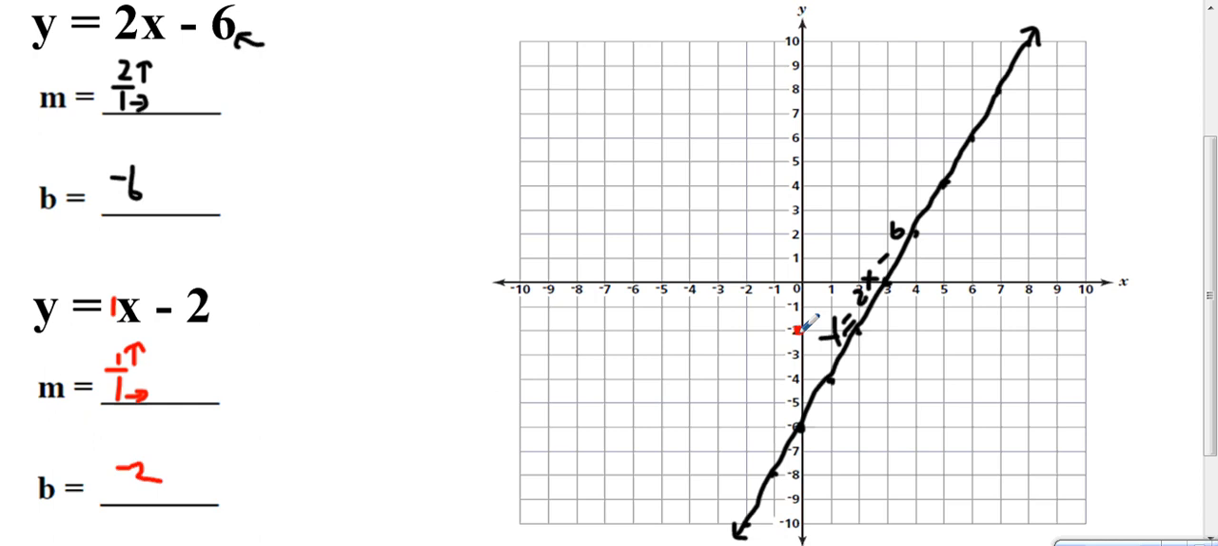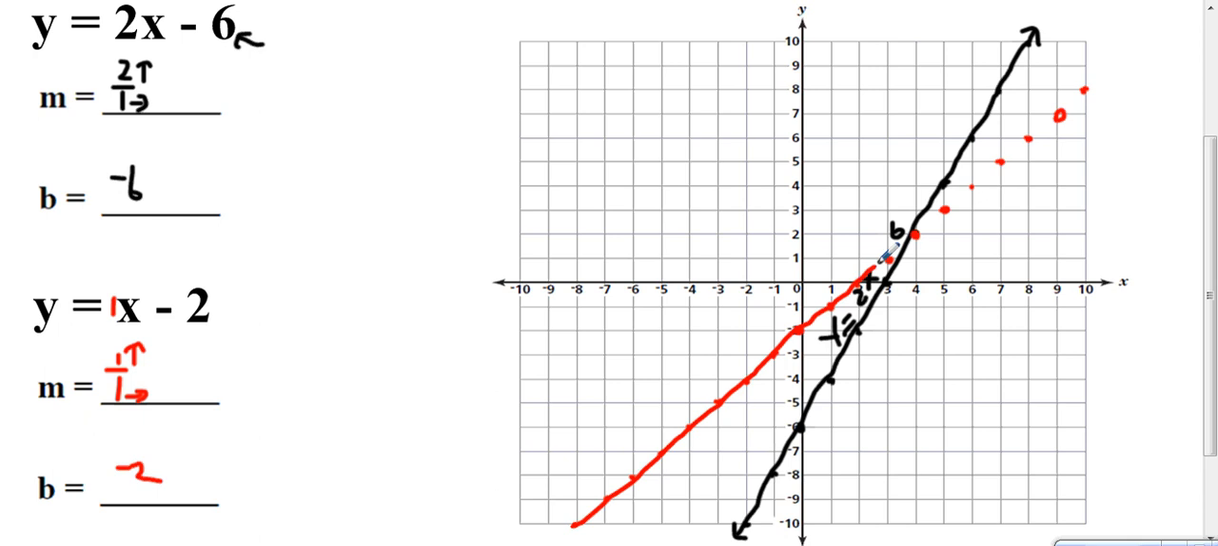So since this is a slope of 1, it's 1 and 1. Rise 1, run 1. Rise 1, run 1. And then down 1 to the left. Down to the left. And keep on going like that until you run out of space on the graph. And then you draw your best line.